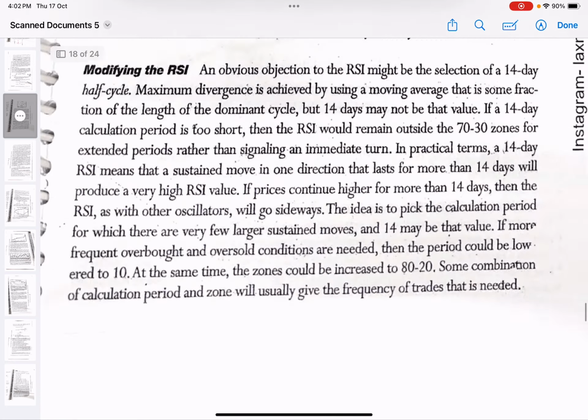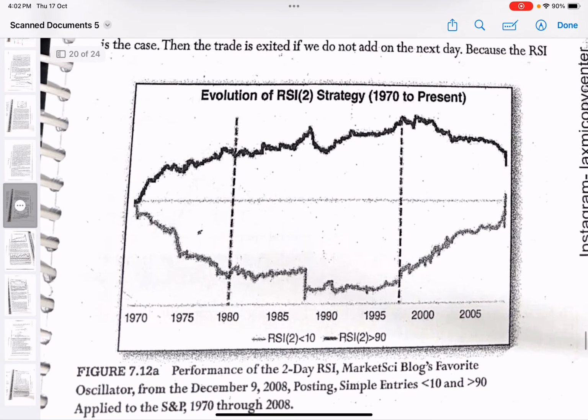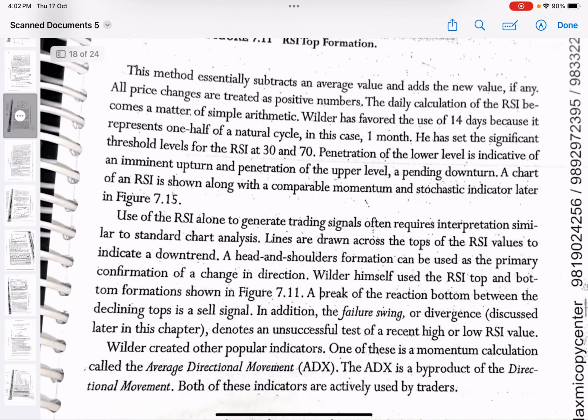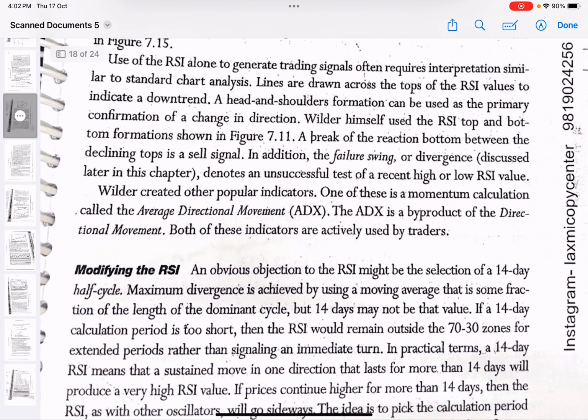Now let's look at figure 7.15. Use of the RSI alone to get trading signals often requires interpretation similar to standard chart analysis. Lines are drawn across the tops of the RSI values to indicate a downtrend. A head and shoulders formation can be used as a temporary confirmation of a change in direction. So sometimes the RSI will give you a signal much before the price actually gives the direction. In that case, you can tap into the entry earlier.